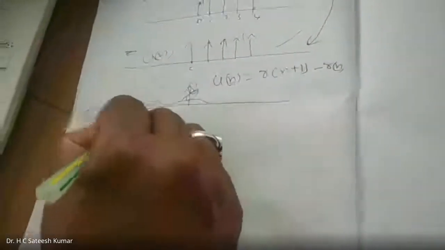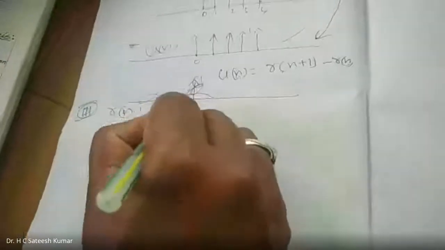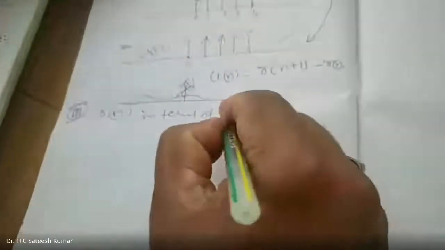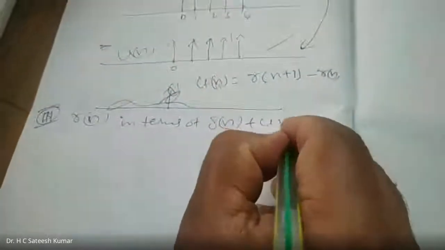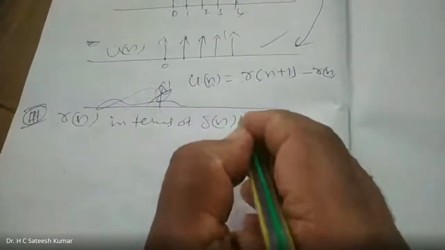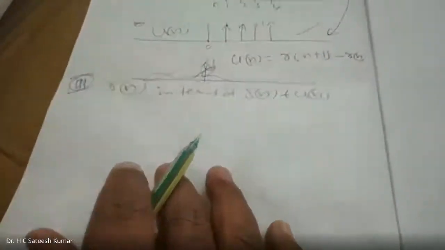Okay, right. Now we go for the last one, the third one: R of n in terms of delta of n and U of n. So how to do this? R of n, you know, R of n is nothing but what?